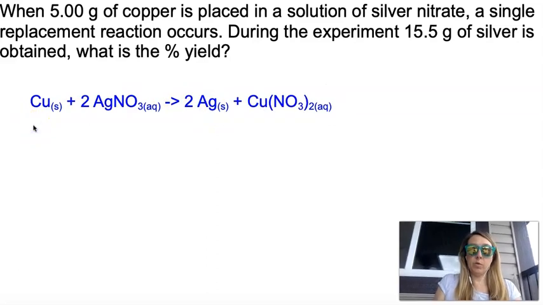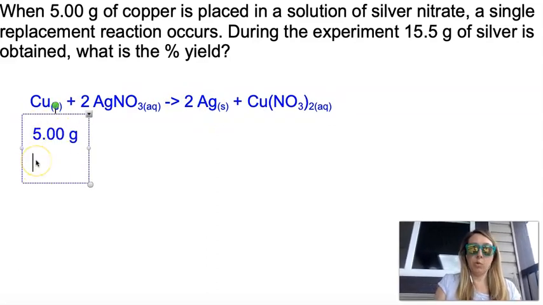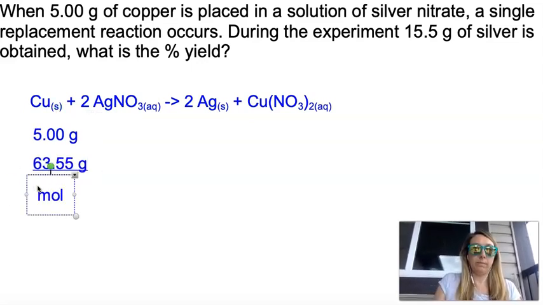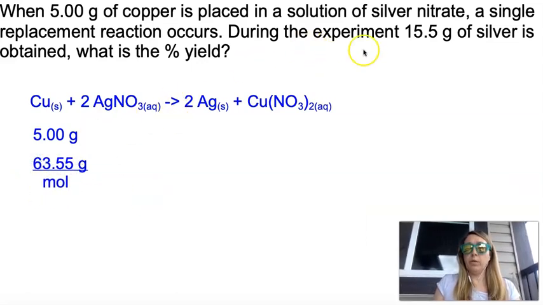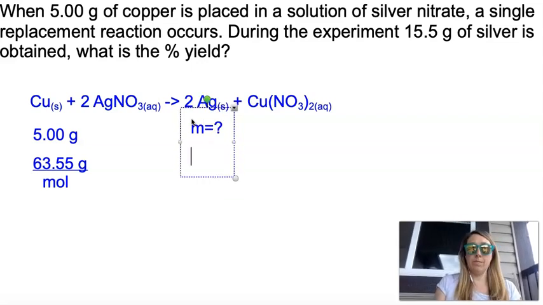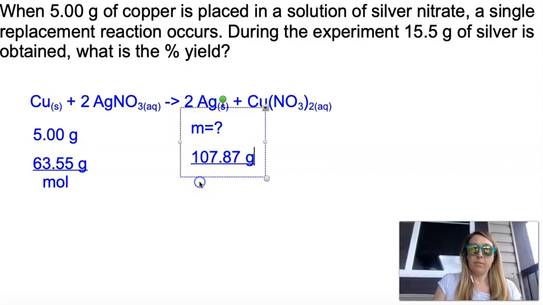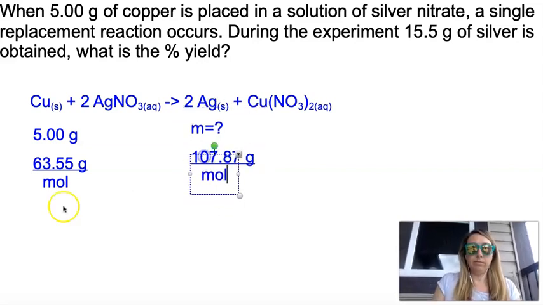So givens, we were told 5 grams of copper. So molar mass for that, 63.55 grams per mole. Okay, so what are we looking for? We were told 15.5 grams of silver is obtained. What is the percent yield? So we need to figure out what's the theoretical mass of silver that we could make. So molar mass for that, 107.87 grams per mole. Okay, so we are calculating the theoretical mass of silver. We already have the experimental mass, and then we can calculate that percent yield.